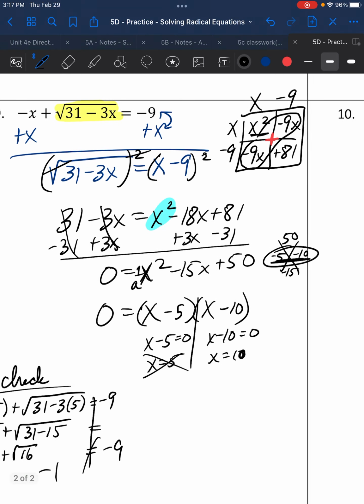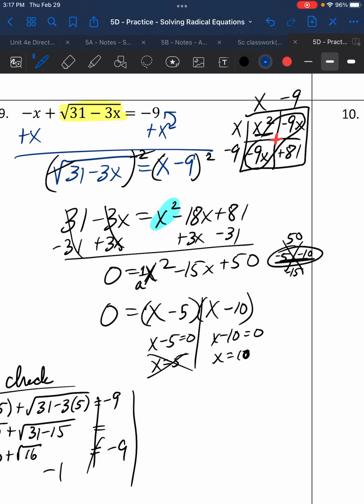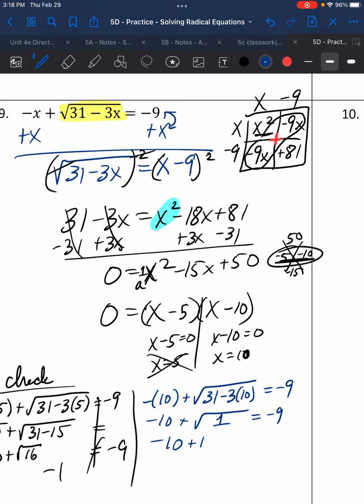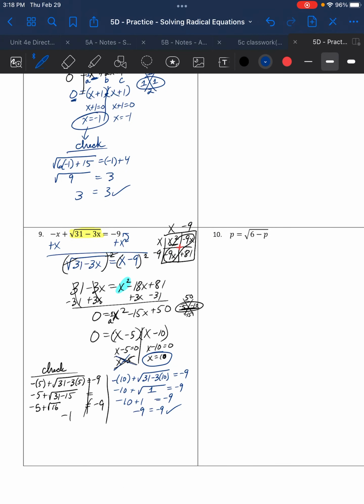Now let's check 10. So we've got to do a quick check on 10. So I have negative 10 plus the square root of 31 minus 3 times 10 equals negative 9. So negative 10 on the outside. 31 minus 30 is 1. Square root of 1 is 1. Negative 10 plus 1 is negative 9. That checks out. So therefore, x equals 10 is our only solution. 5 would be extraneous, so we just cross it out. That's all you need to do.